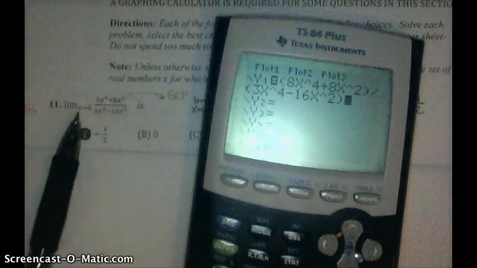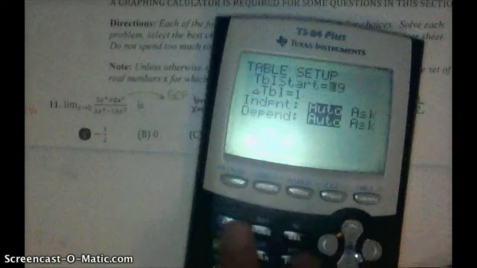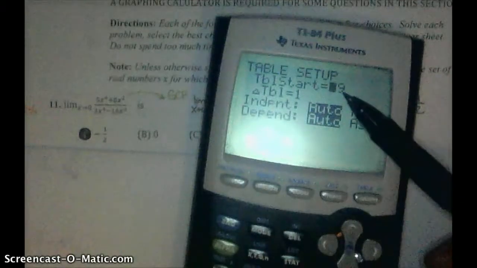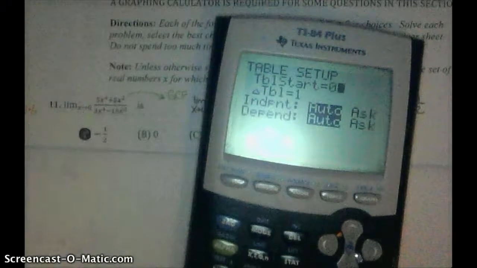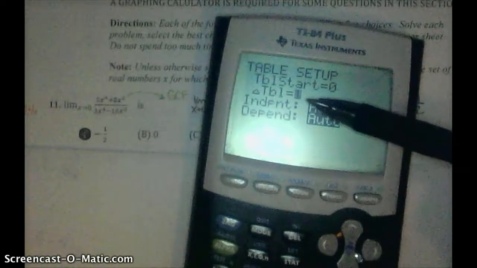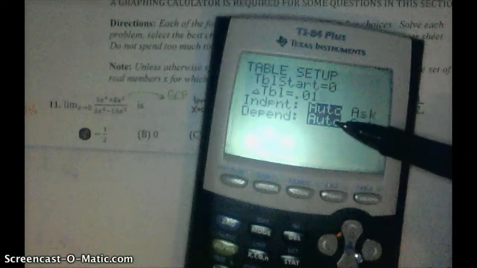To evaluate the limit, we're going to use the table feature, which is second graph. But before we go there, we want to make sure that we set up the table correctly. So I just did second window to get the table set. I want the table to start at the number where I'm evaluating the limit. In this case, it's going to be at 0. And then I want the increments, the delta table, to be really small. I want to get close to 0. So I'm going to try 0.01 as my increment. You could also do 0.001. And then you do want both of these to be automatic.